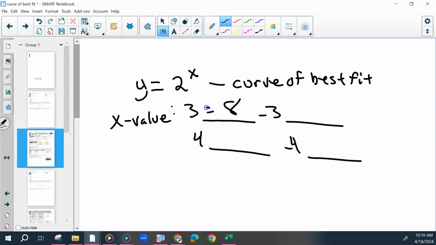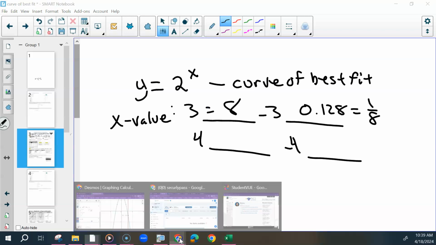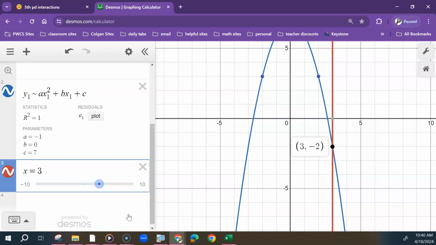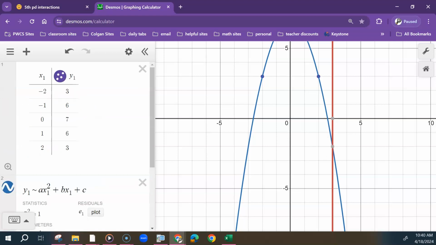0.125. Say that again. 0.125, or as a fraction, that would be 1/8. Okay. Type these same numbers into Desmos. Since you have your table already, you can just use those values and change your y values.